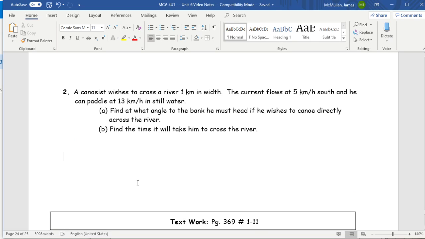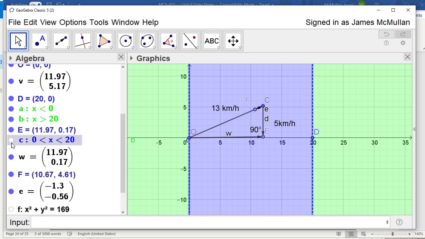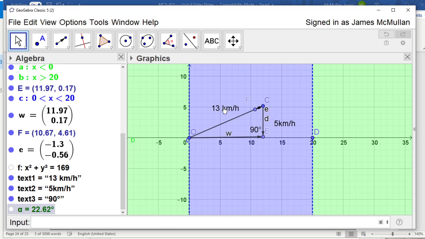So the question asks what angle to the bank he must head if he wishes to canoe directly across the river. Let's draw the bank again. The angle to the bank would be the angle up here. This would be the angle he's making with the bank, not with nothing. Remember, this is just water. To get that angle, I'm going to get the angle inside first. Let's use sine, because we know the opposite and the hypotenuse. We don't actually even need to get W yet.